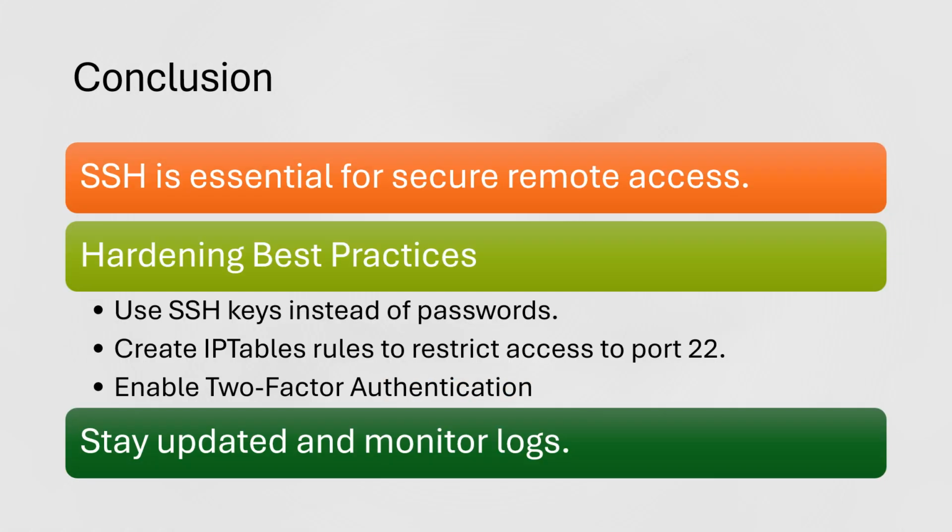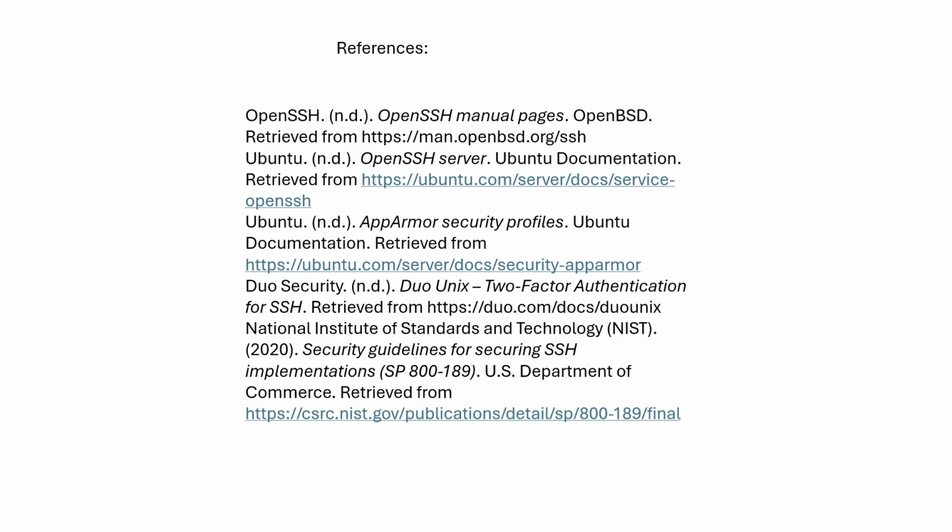To summarize, SSH is a critical tool for remote administration, but it must be secured. By using SSH keys, changing the default port, restricting access, and enabling two-factor authentication, we can significantly reduce the risk of attacks. Always keep your SSH installation updated and monitor access logs. We've gone over the best practices. And then finally, here are my references.